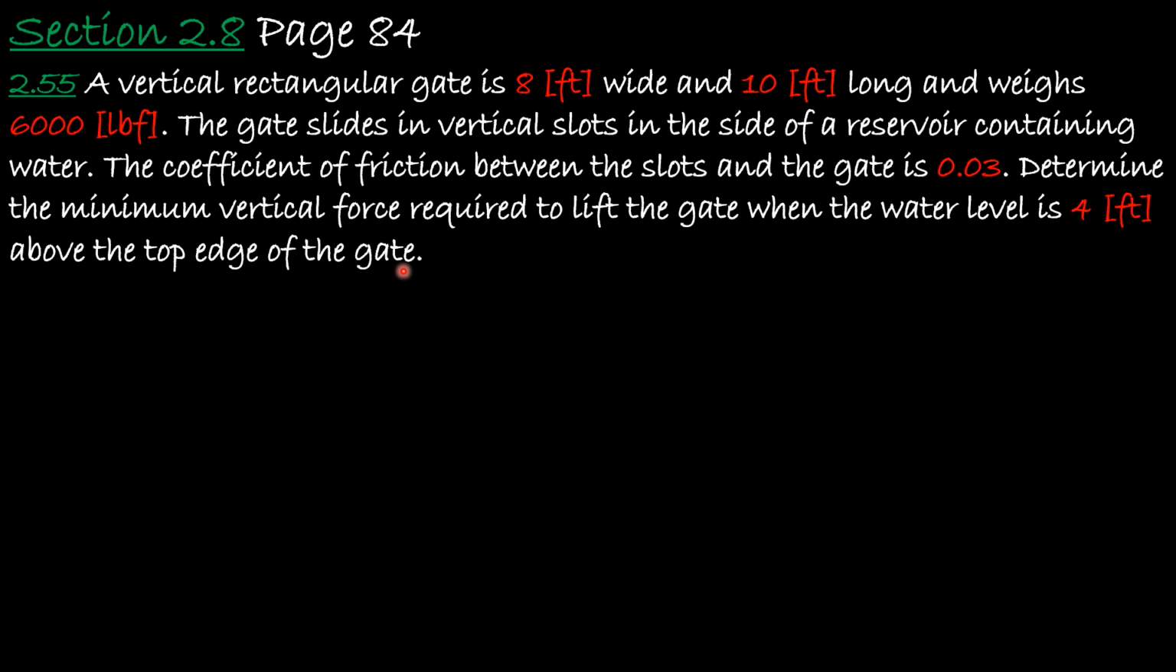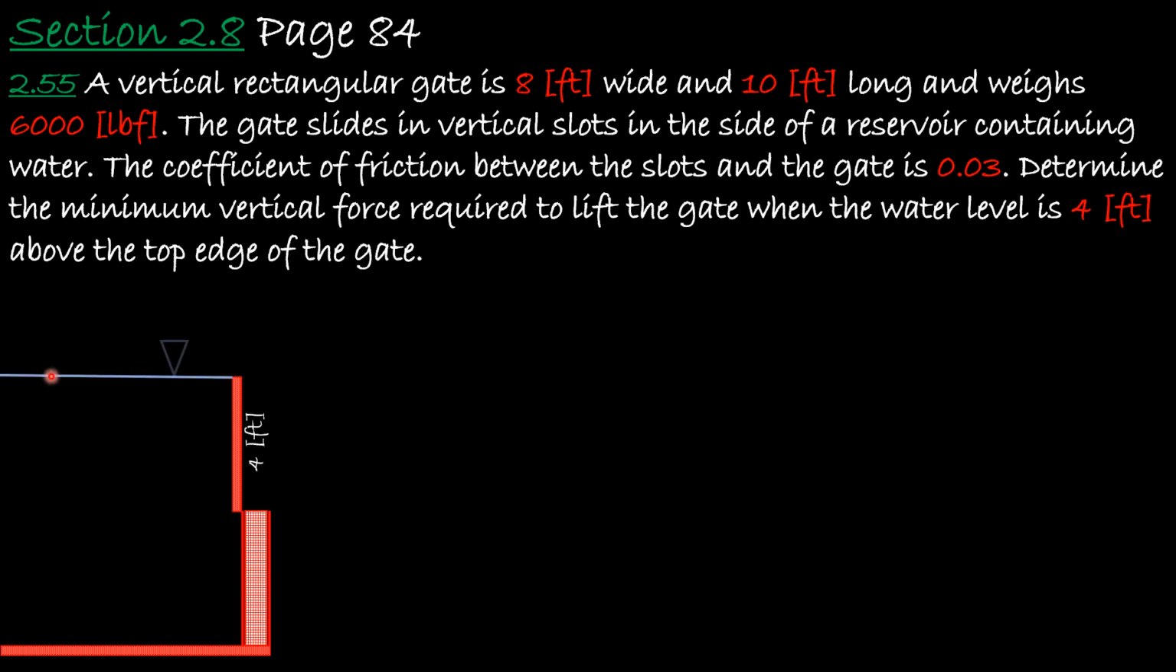So let's sketch this problem. So here, what are we dealing with? It tells us that we're dealing with a reservoir. So let's draw it. So this is the bottom of the reservoir, and these are the slots. And inside the slot, we have the gate. And we continue with the reservoir going up 4 feet, and this will be your water surface. And in this reservoir, the type of liquid is water.